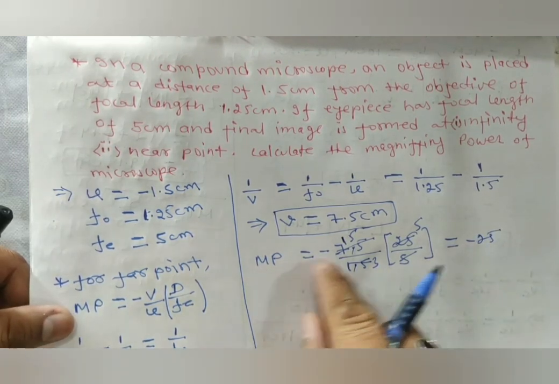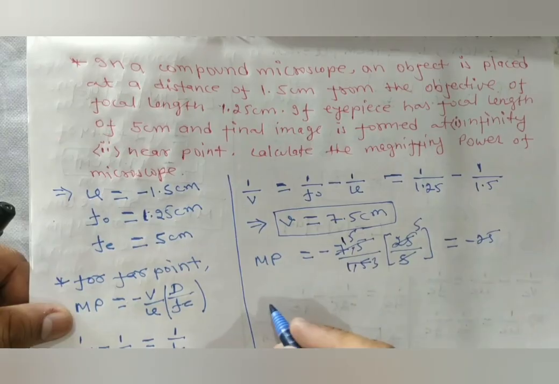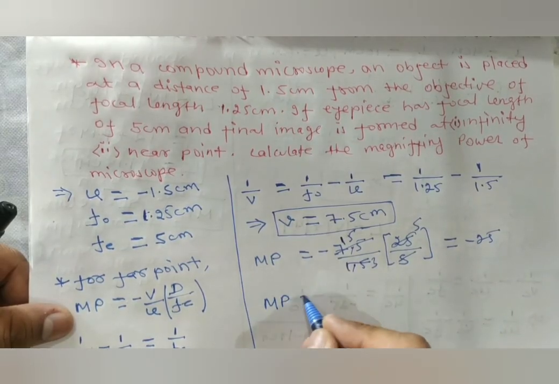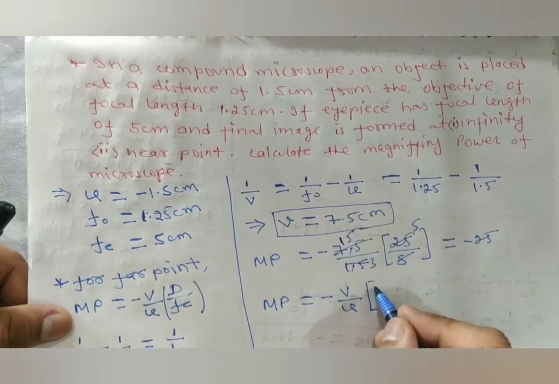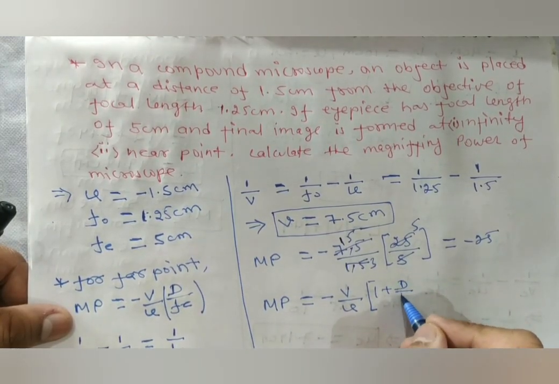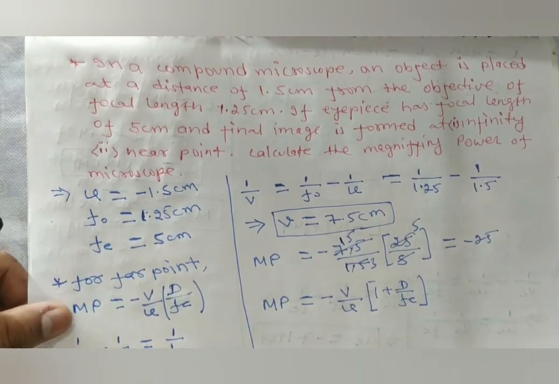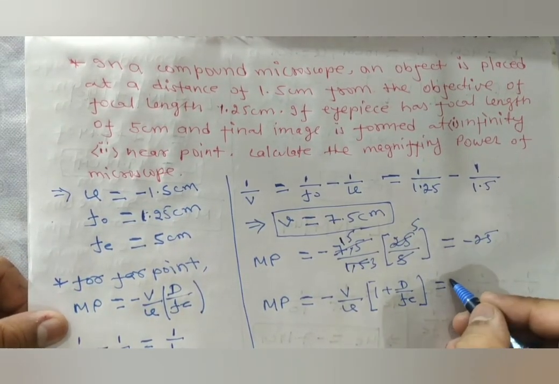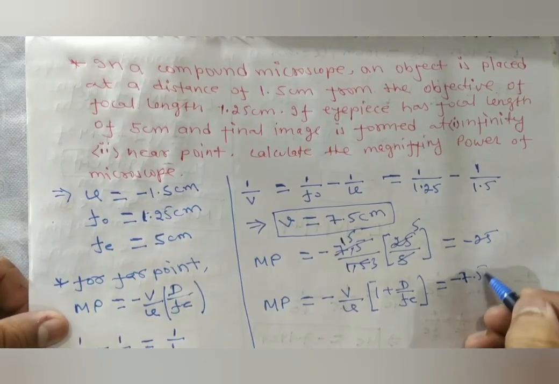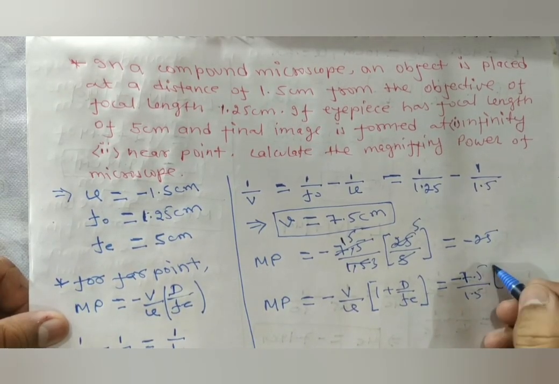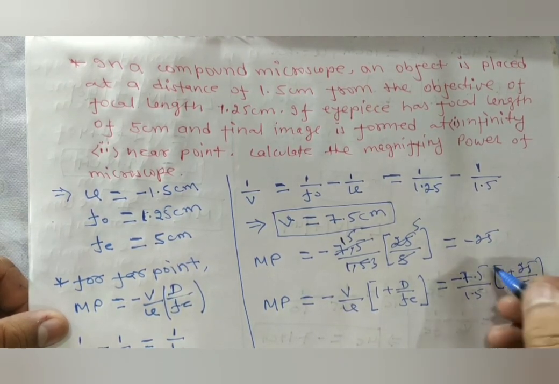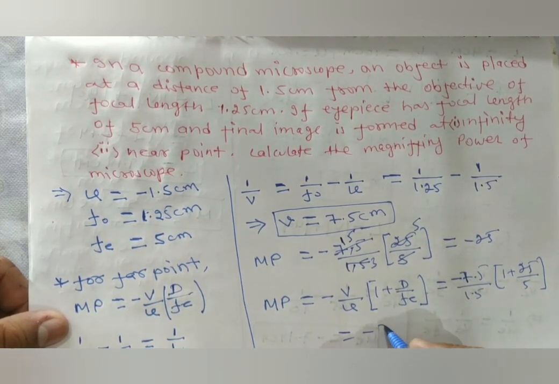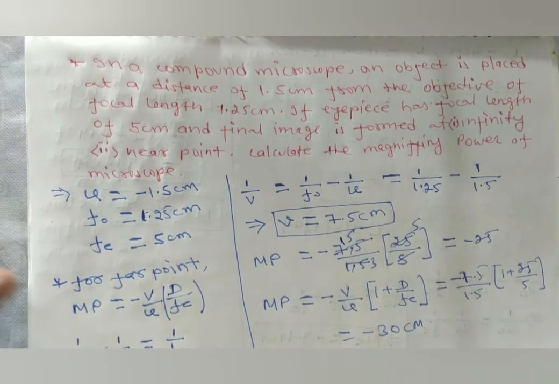This is for far point, and for near point we know the formula, it will be minus V upon U and 1 plus D upon Fe. So it will be minus 7.5 upon 1.5, 1 plus 25 upon 5. It will be 6 and 5, it will be minus 30. Done the question. Thank you.